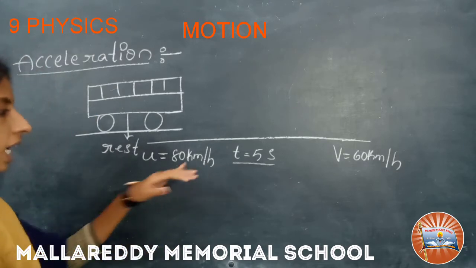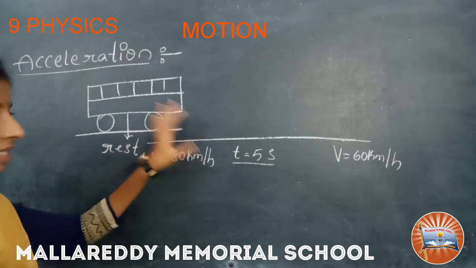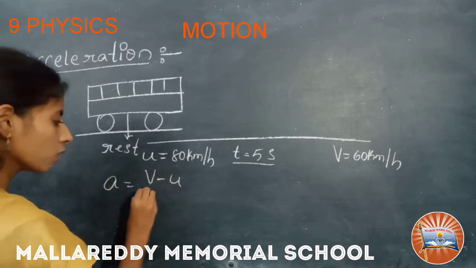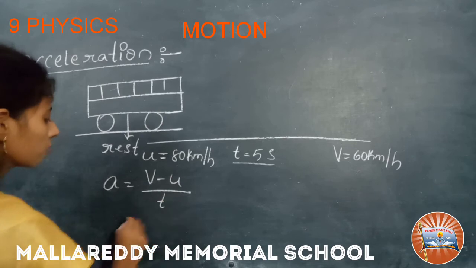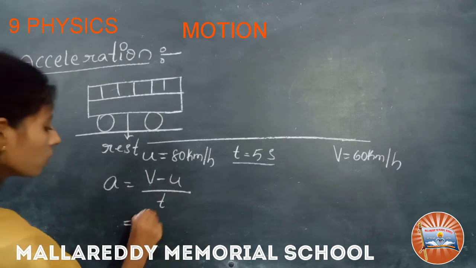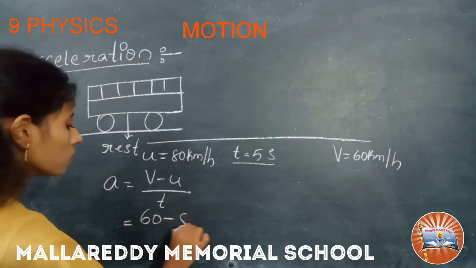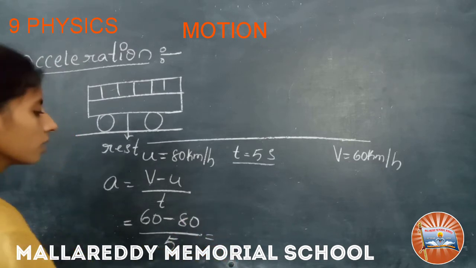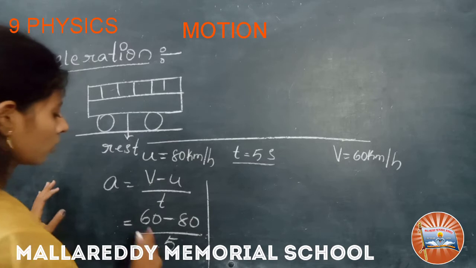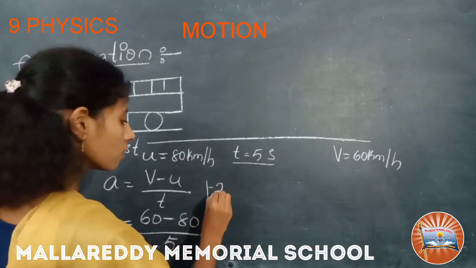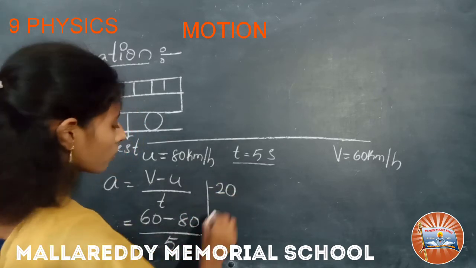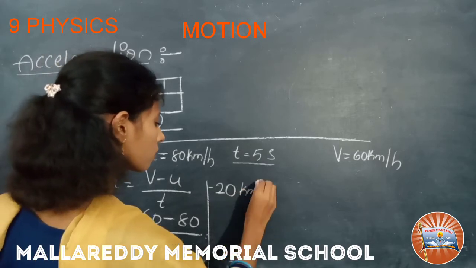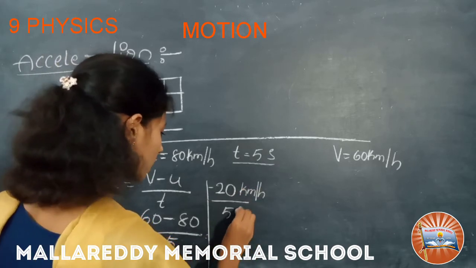So here we have to calculate the acceleration of this bus. We know a is equal to final minus initial by time. So what is the final value here? 60, and the initial value is 80, by 5. So here, 60 minus 80 is minus 20, and this is kilometer per hour, by 5 seconds.